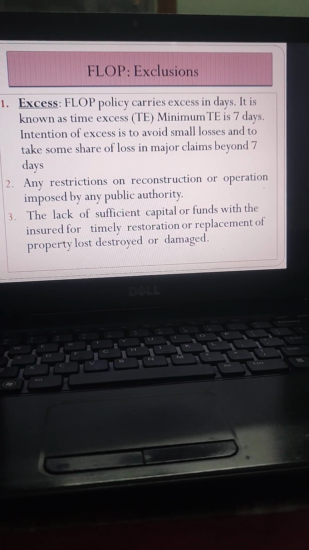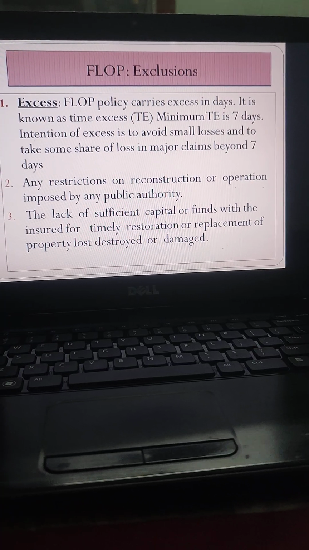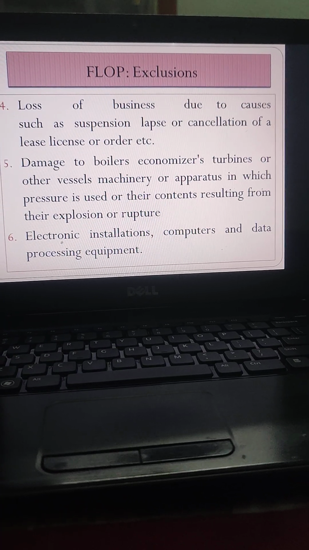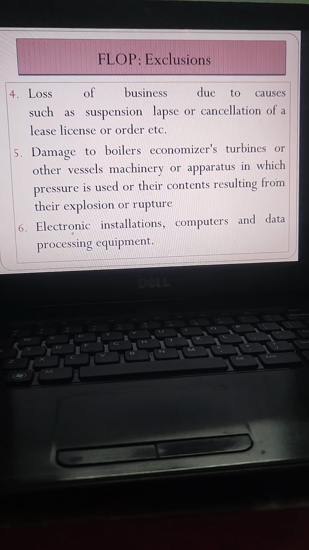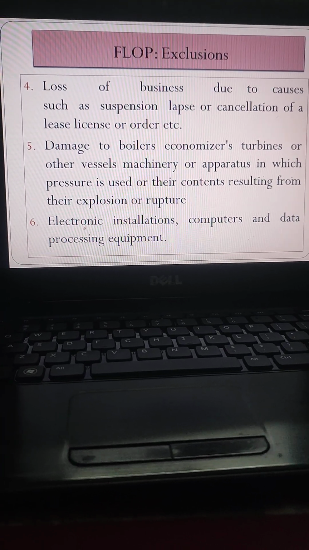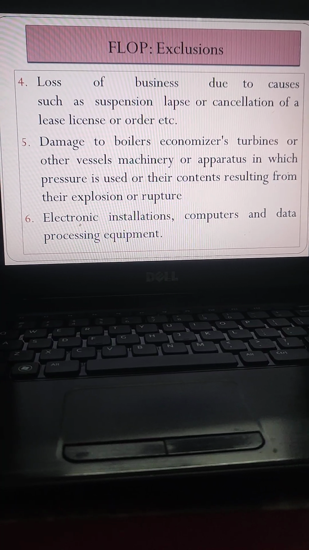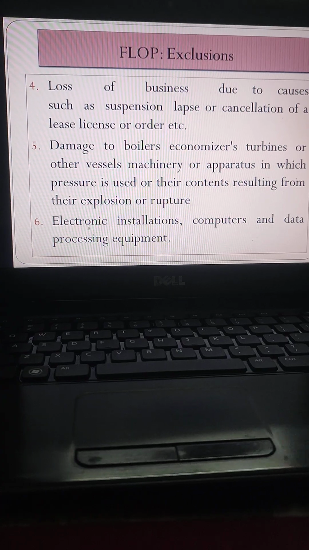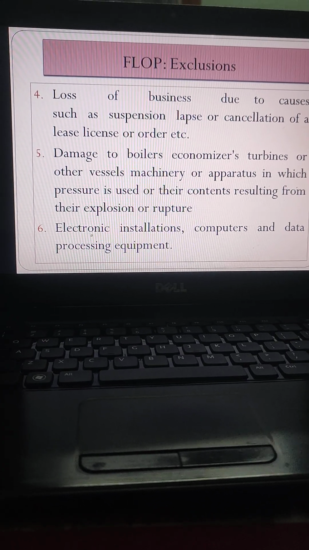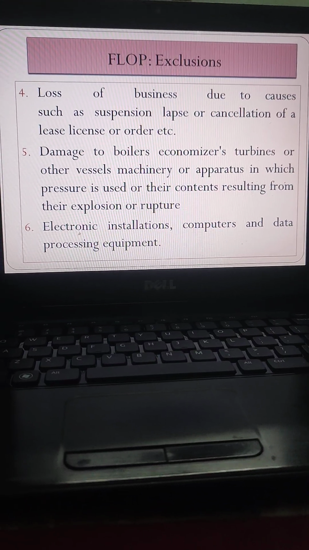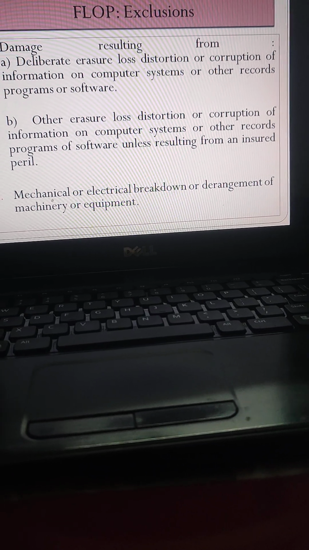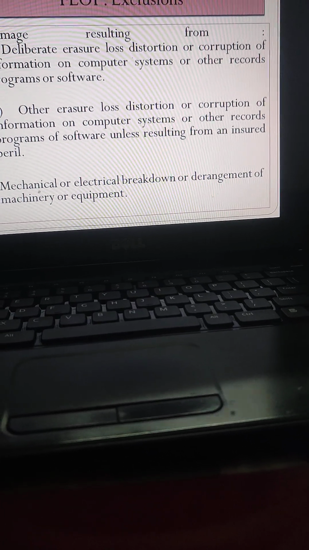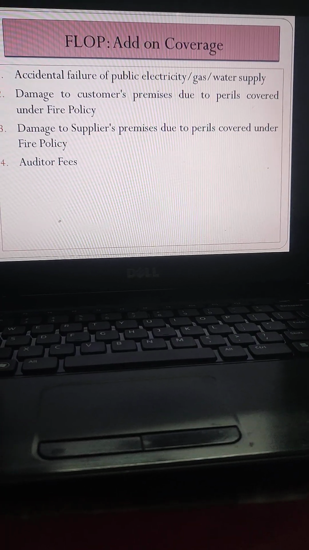The lack of sufficient capital or funds with the insured for timely restoration or replacement of property lost, destroyed or damaged is also excluded. Other exclusions include loss of business due to causes such as expiry, lapse or cancellation of a lease, license or orders. Then damage to boilers, economizers, turbines or other vessels, machinery or apparatus in which pressure is used, and other contents resulting from their explosion or rupture. Then electronic installations, computers and data processing equipment. Damage resulting from deliberate erasure, loss, distortion or corruption of information, or other erasure, loss, distortion or corruption of information on computer systems or other records. Then mechanical or electrical breakdown or derangement of machinery or equipment.